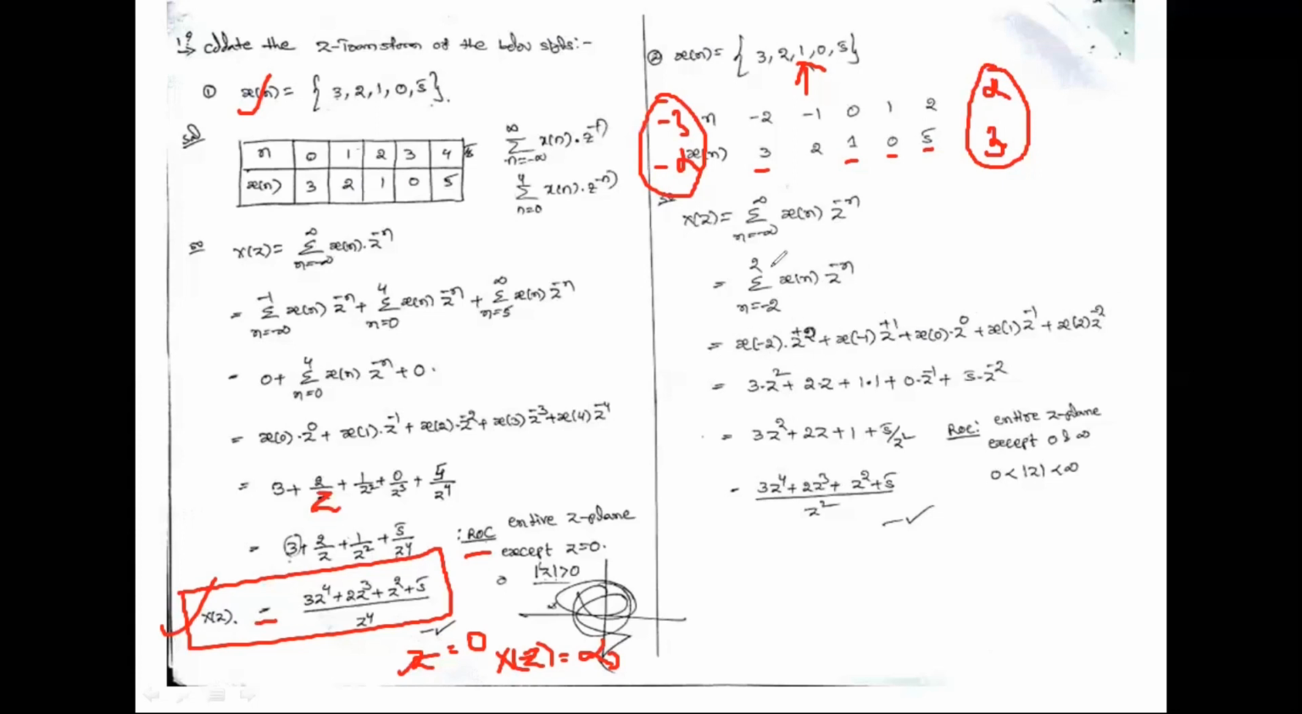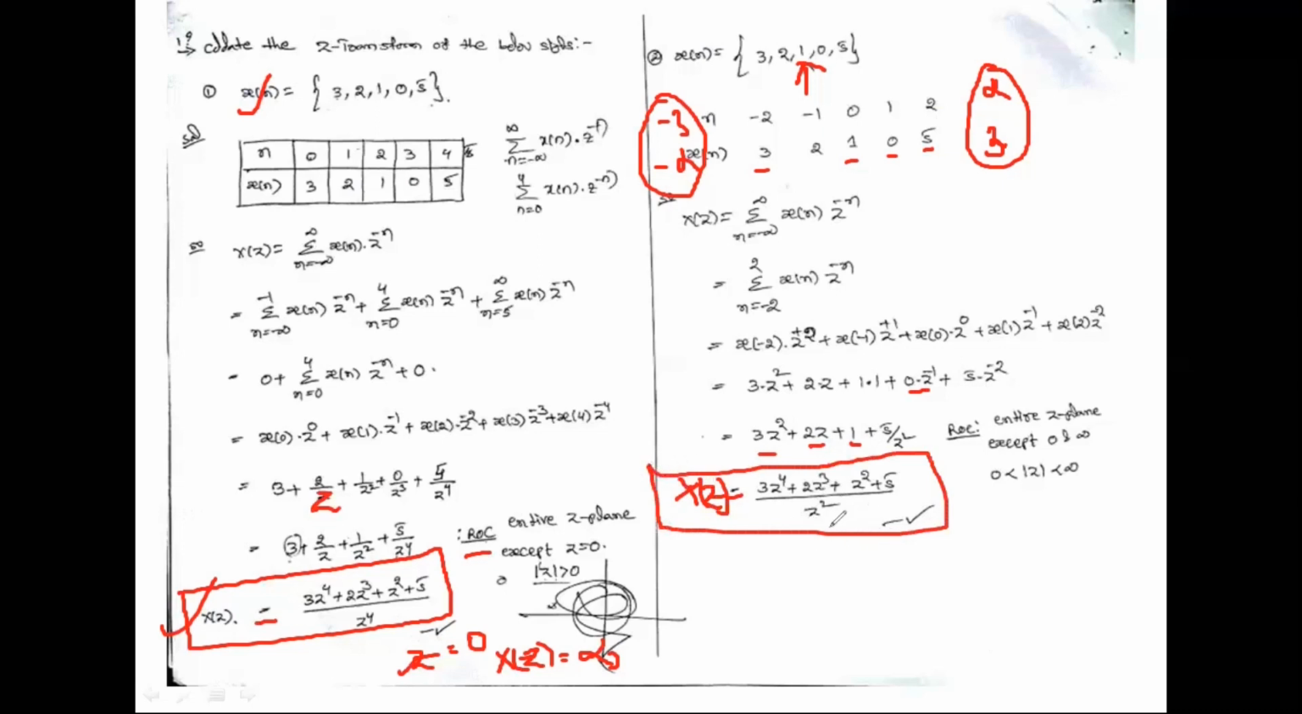So the first term is x of minus 2: substituting n is equal to minus 2, the value is 3 into z square, and here the 2 is there, 2 into z, and at 0, the value is 1 into 1, and at n is equal to 1, the x of n value is 0, this term, and 5 into z power minus 2. So 3z square, 2z, 1, and this value is 0, 5 by z square. Take the LCM here to get the x of z.